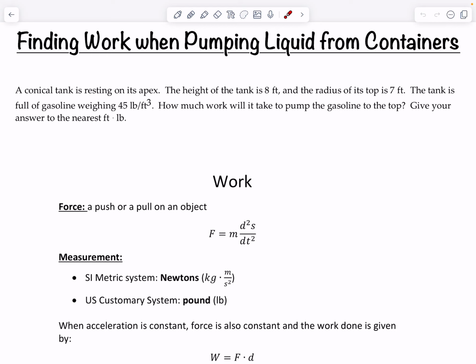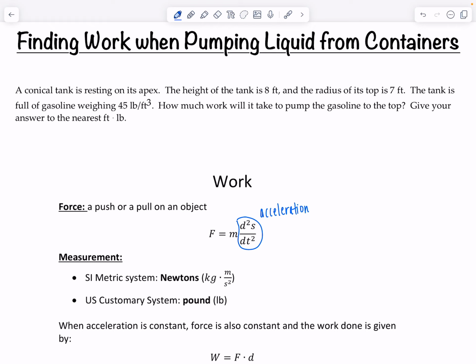So work is based first on the idea of force, okay? Force is a push or a pull on an object. And if you've taken a little bit of physics, hopefully you're familiar with that topic. If not, this will just be really basic. Force is equal to mass times acceleration. We know this is the second derivative of the position function with respect to time. So that's acceleration right there.